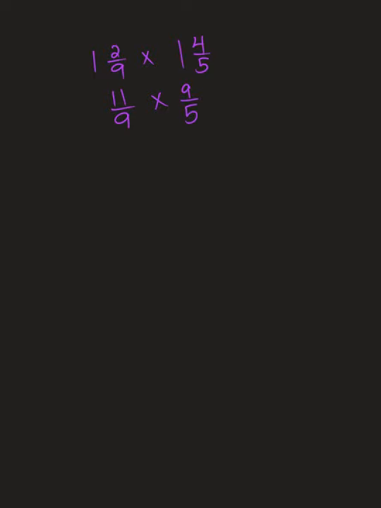Right, and let's try to cross cancel so I don't get big numbers. So if I look at 9 and 9, those can both be divided by 1, 3, or 9. And I'm going to pick the biggest one, so I'm going to divide it by 9. 11 and 5 cannot be divided by anything except 1. So we're going to keep those the same. So I'm going to get 11 over 1, because 9 divided by 9 is 1, times 1 over 5.